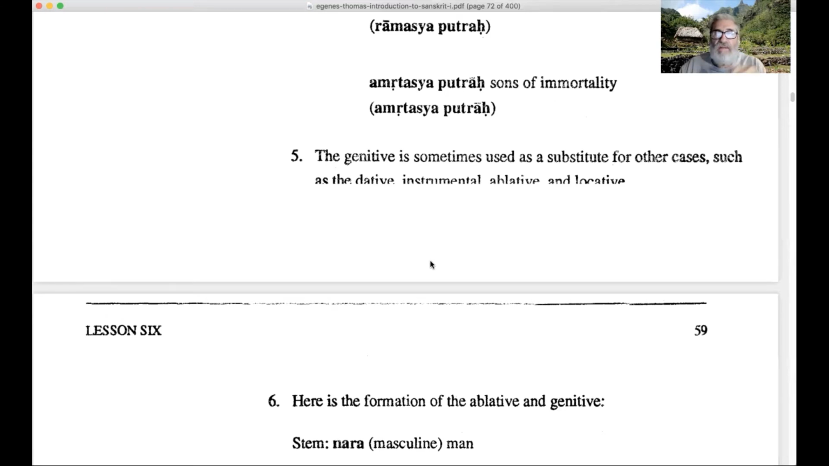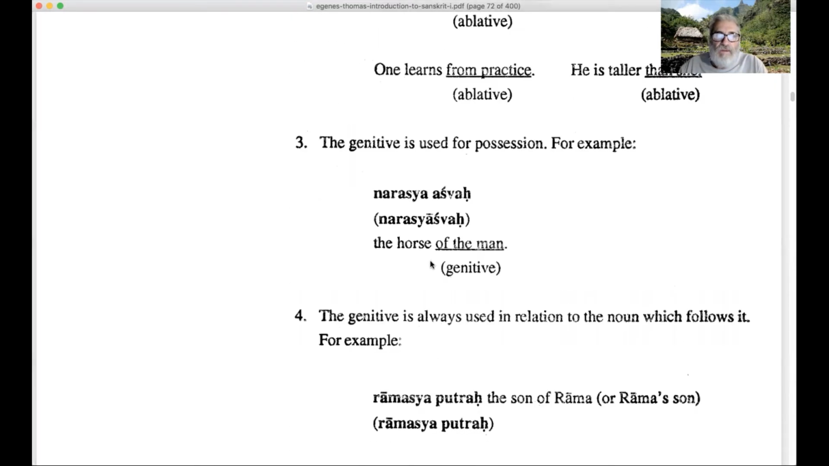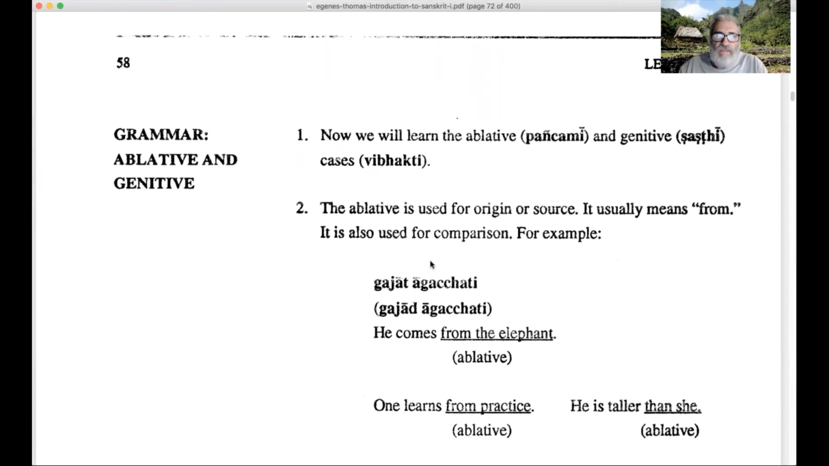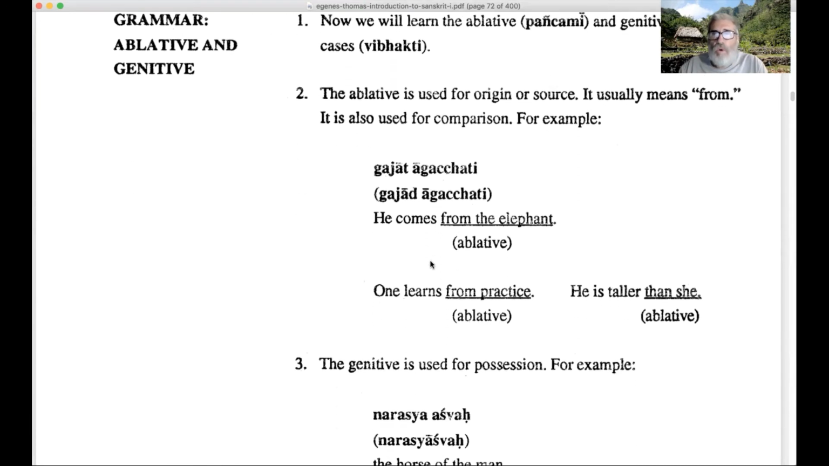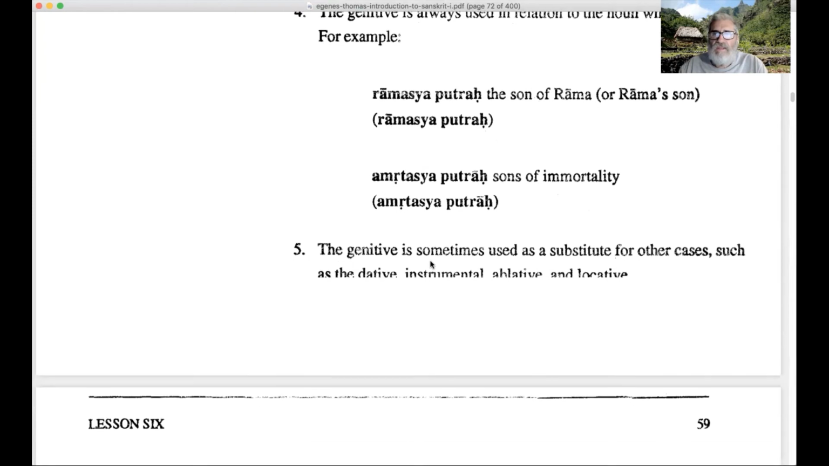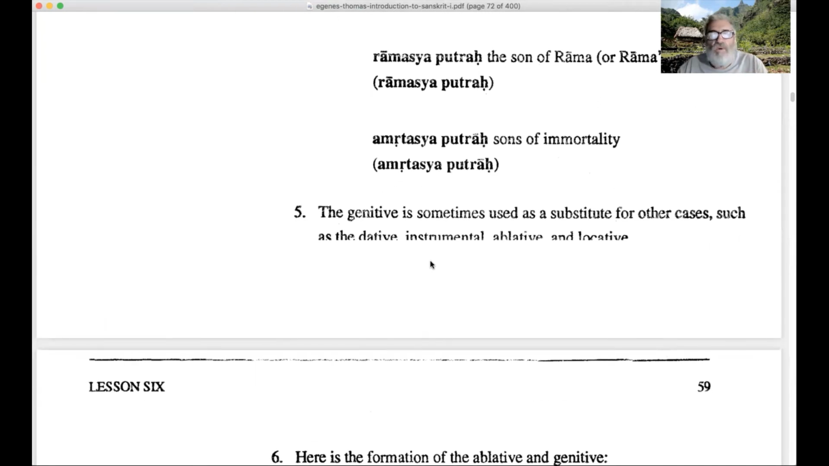So what does the fifth case mean again? Let's have a look again quickly. The fifth case means from or comparison, right? So it seems like genitive can also be used for from or comparison. That would be Krishnat, from Krishna or compared to Krishna. And then locative. We haven't learned locative yet. If you want to remember what locative is about, think of location. It means in or at.